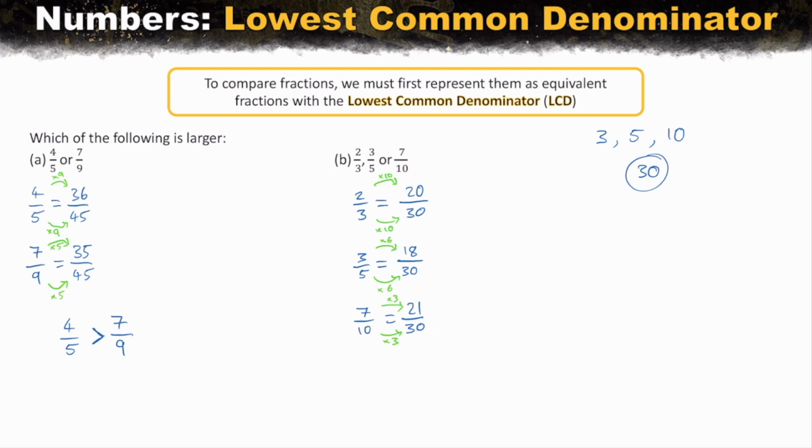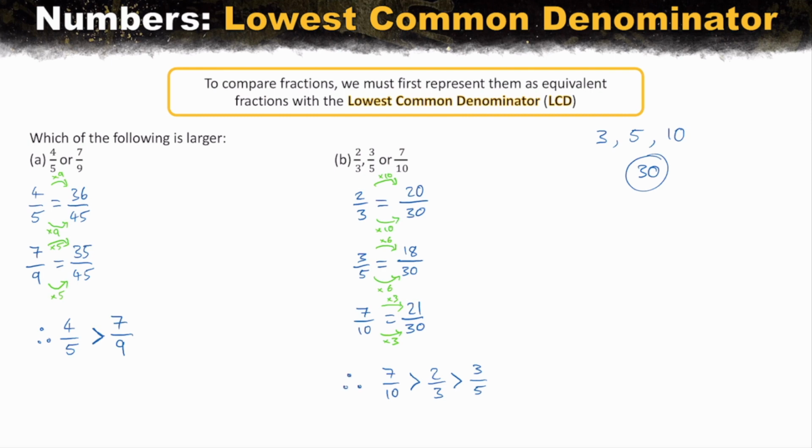So what we can now see is that this 21 out of 30 is the largest. All right, then 2/3, or this 20 out of 30, is the second largest, then 18. So what we can say here is 7/10 is going to be larger than 2/3, which is going to be larger again than 3/5. And that's how we can represent our answer.